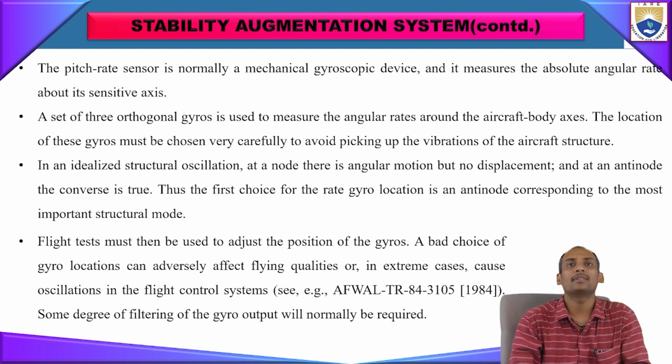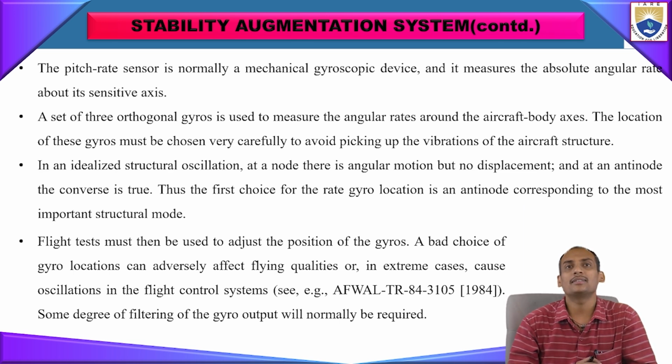A setup of 3 orthogonal gyros is used to measure the angular rates around the aircraft body axes. The location of these gyros must be chosen very carefully to avoid picking up vibrations of the aircraft.